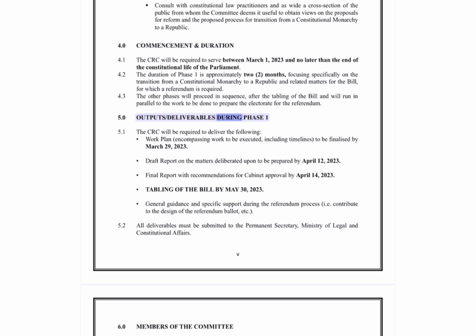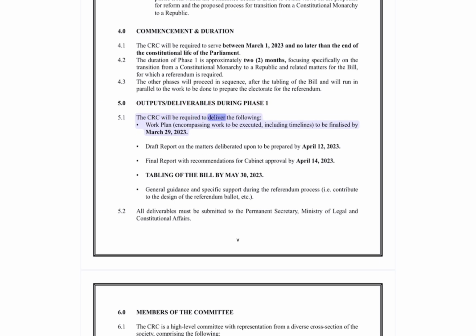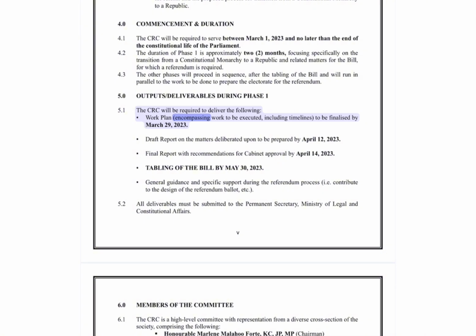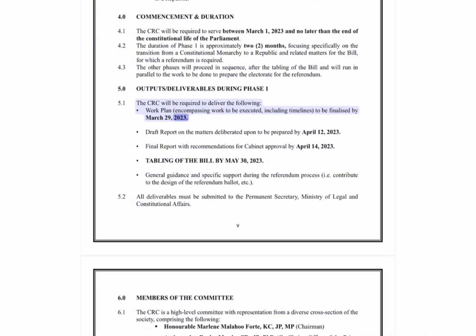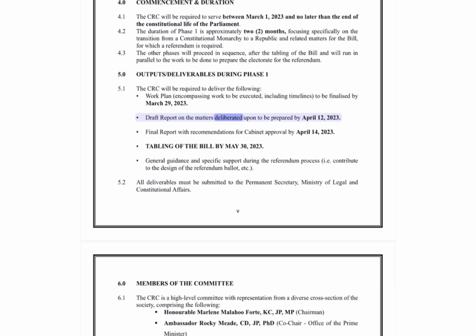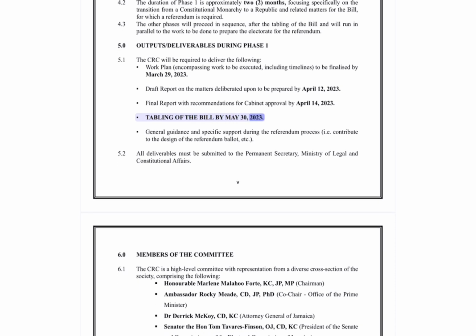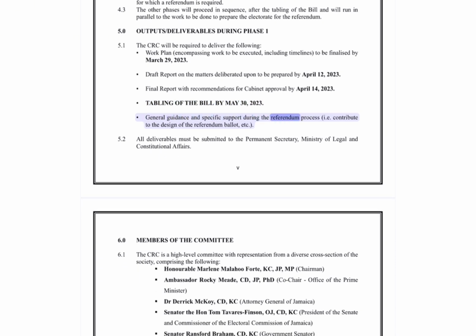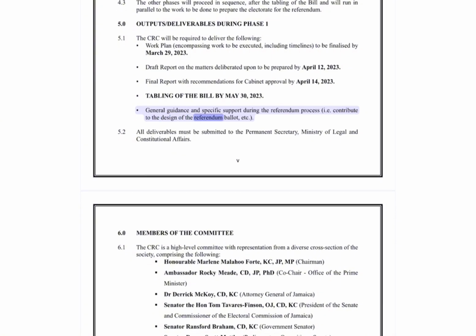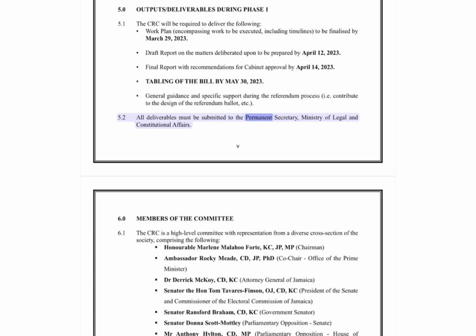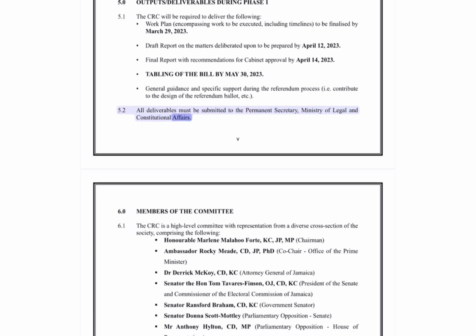Outputs and deliverables during Phase 1. The CRC will be required to deliver the following. Work plan encompassing work to be executed, including timelines, to be finalized by March 29, 2023. Draft report on the matters deliberated upon to be prepared by April 12, 2023. Final report with recommendations for Cabinet approval by April 14, 2023. Tabling of the bill by May 30, 2023. General guidance and specific support during the referendum process, that is, contribute to the design of the referendum ballot, etc. 5.2 All deliverables must be submitted to the Permanent Secretary, Ministry of Legal and Constitutional Affairs.